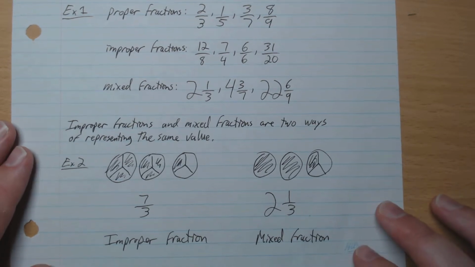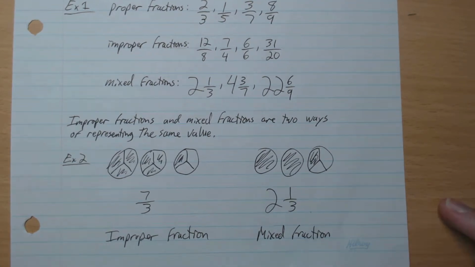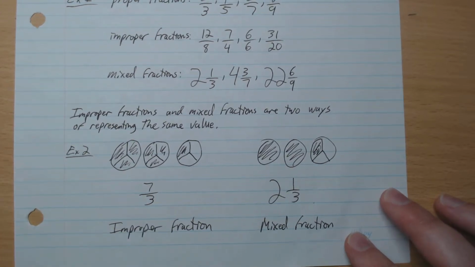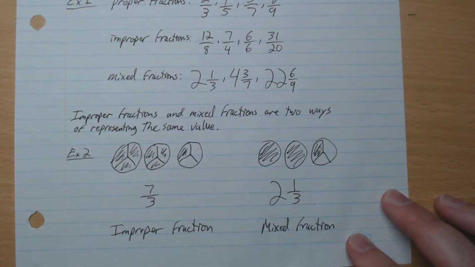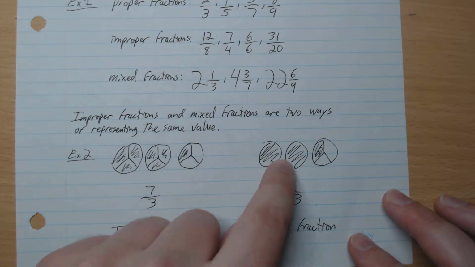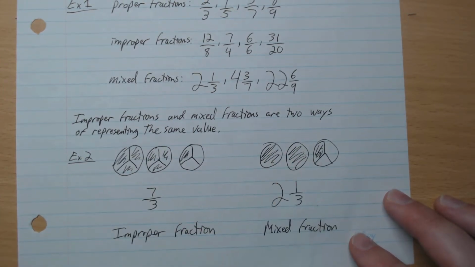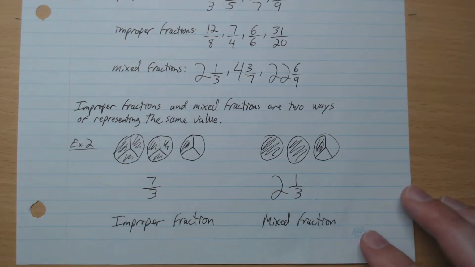So improper fractions and mixed fractions are two ways of representing the same value. So we have 7/3, or we have 2 whole pieces and 1/3. They're the same value but written differently, and we can use them differently for different reasons.